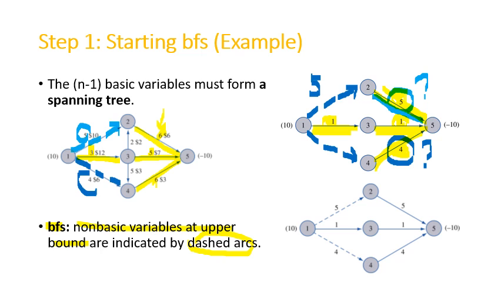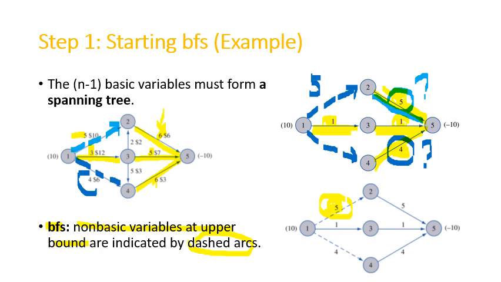Now let's talk about this again. Why is x1,2 equals 5 a non-basic variable? Because 5 here is exactly at the upper bound of arc 1,2. Arc 1,2 has the maximum capacity of 5. So you see that x1,2 has the maximum capacity of 5, and here you're sending 5 units. So it's using all the capacity from 1 to 2. So x1,2 is a non-basic variable.